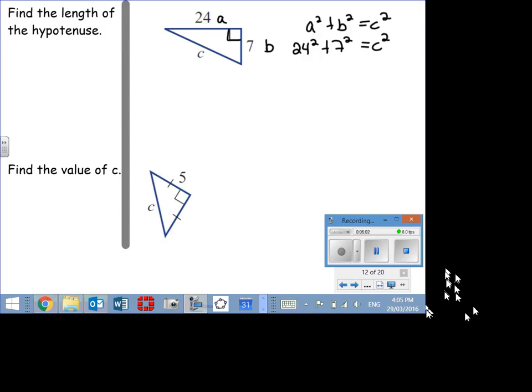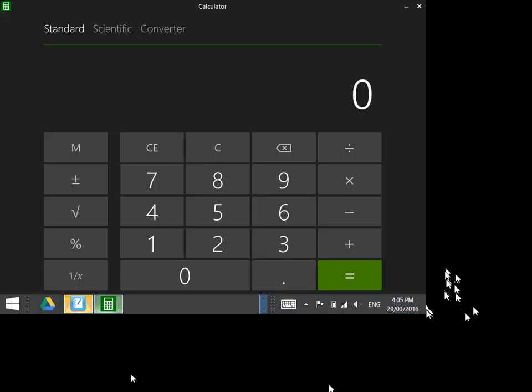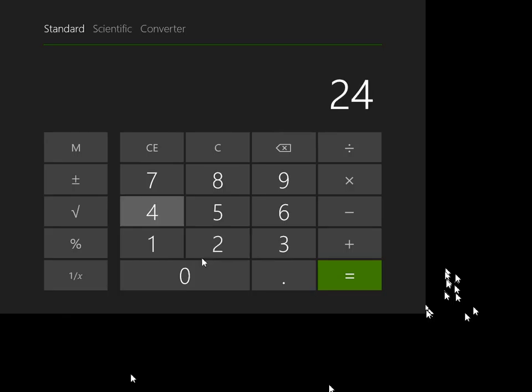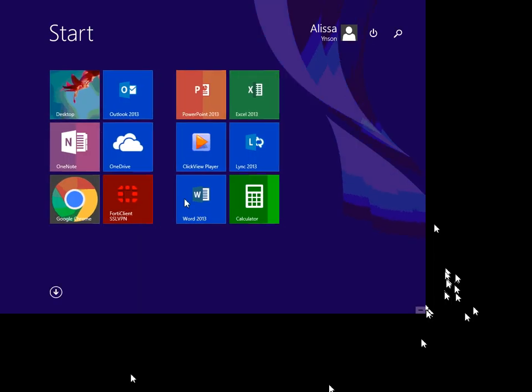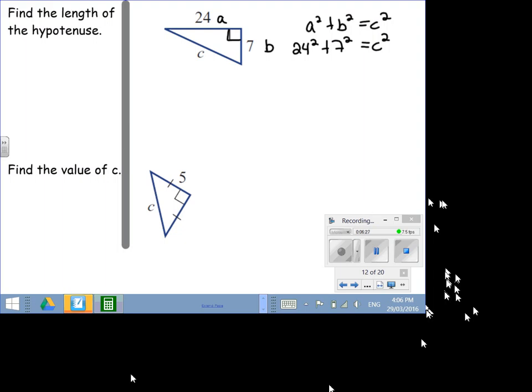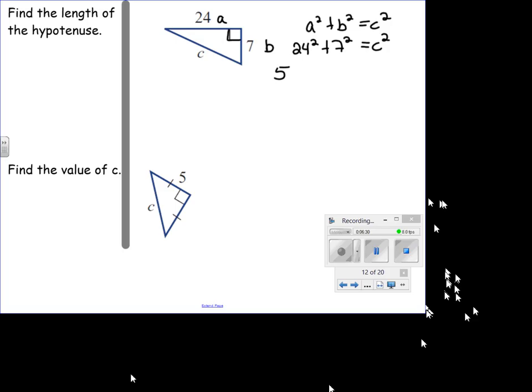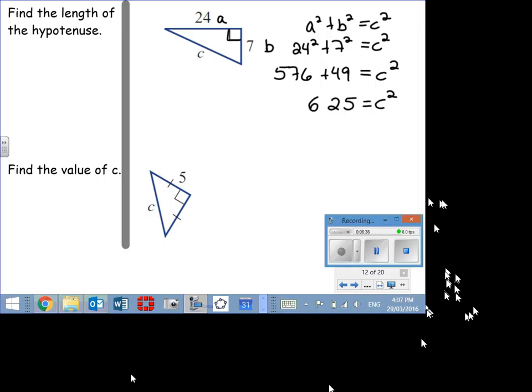And then I can also go ahead and simplify that again. So 24 squared, if that's something I'm not 100% sure of, I can always grab my calculator and put in 24 squared. So on this calculator, I'm going to have to use 24 times 24. All right, 576. So I can go back to my working, and I can put in 576 plus 49 equals C squared. All right, so now I have 625 is equal to C squared.